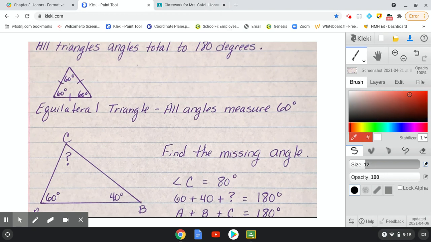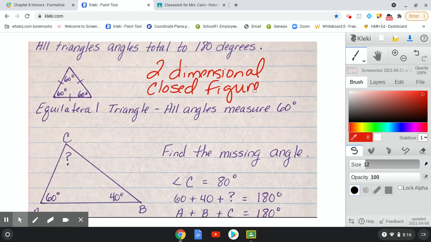So we are talking two-dimensional. It is a closed figure. And no curved lines.